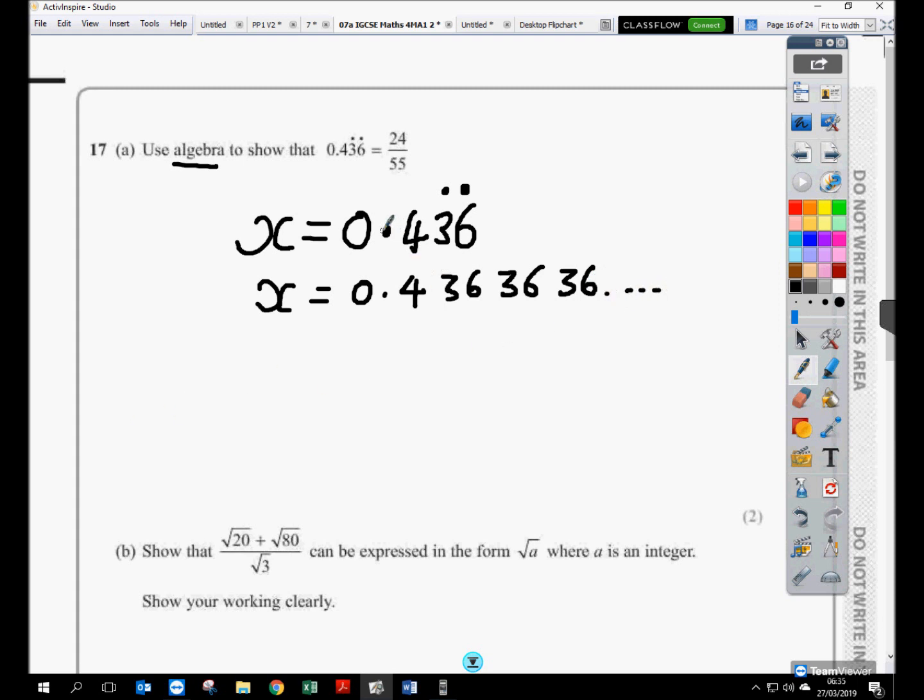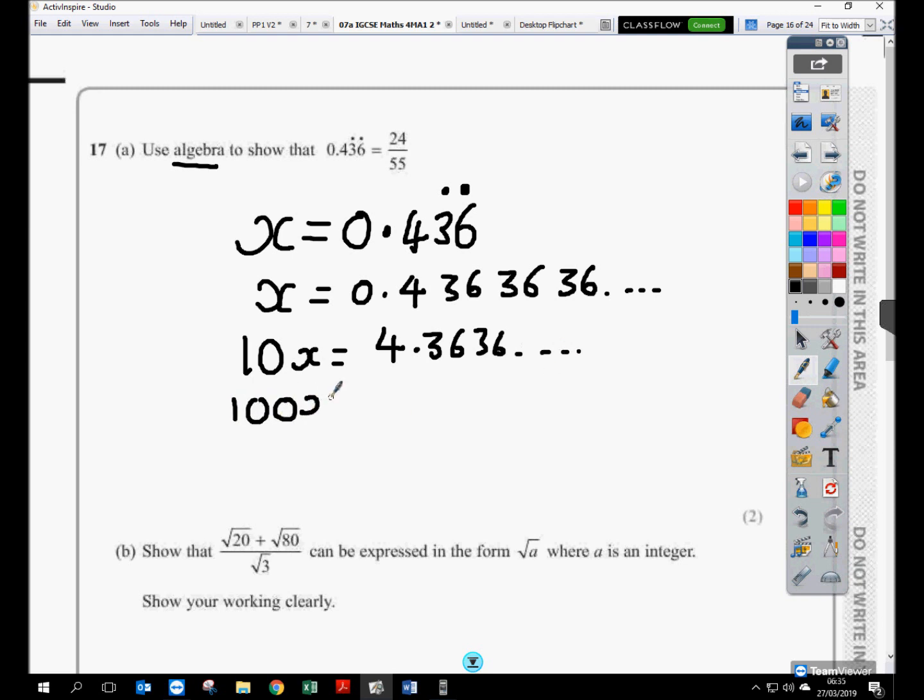Now, what we're going to do is consider different values of x. So we can consider 10x and 100x and 1000x. And that's because we have 3 decimal places here. So we can consider 10, 100 and 1000. We do that to begin with. 10x, you multiply this by 10. If you multiply it by 10, you end up with 4.36, 36, 36, etc.